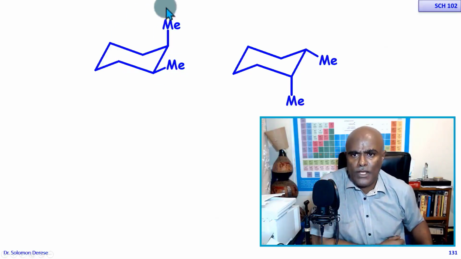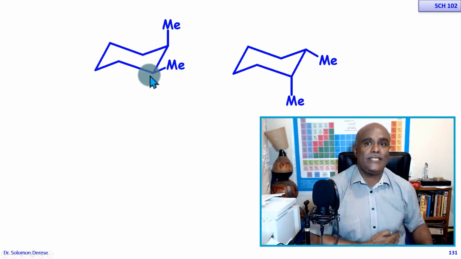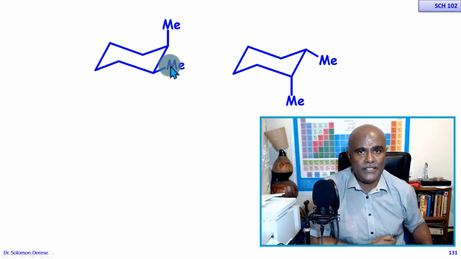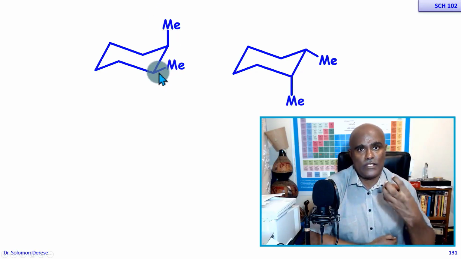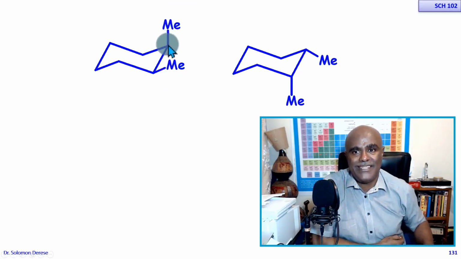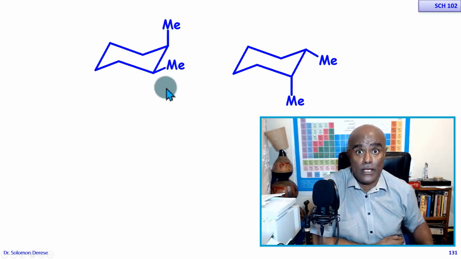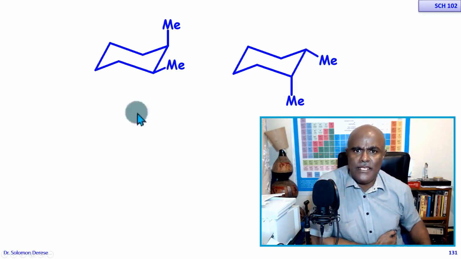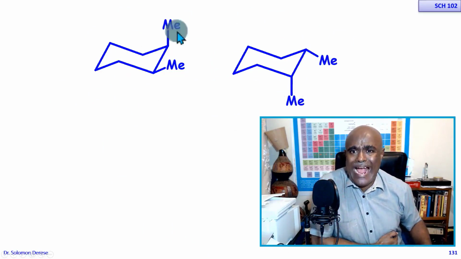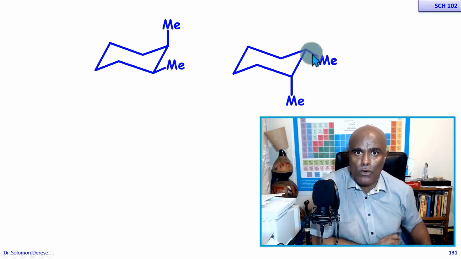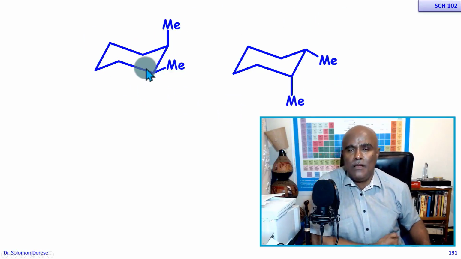Just look at this. So if you look at these, this is a chair conformer of cyclohexane that has got 2 methyl substituents. A methyl substituent here, another methyl substituent. This is a 1,2 dimethyl cyclohexane. This one is also a 1,2 dimethyl cyclohexane. Let us see whether these two are the same molecules or different molecules.